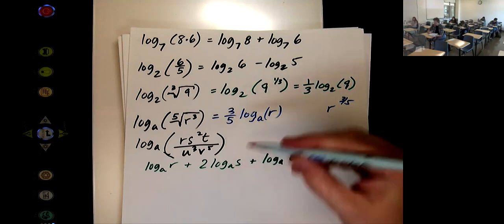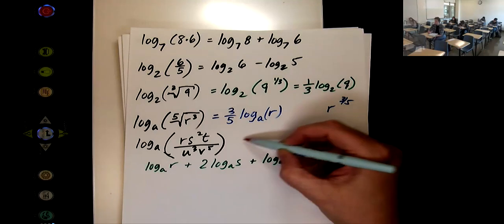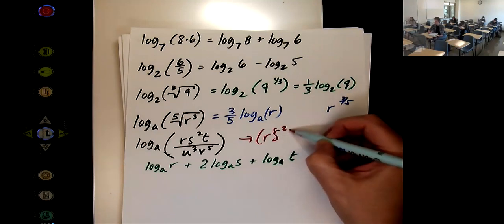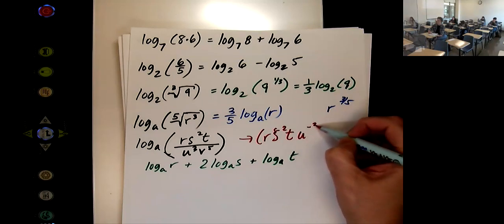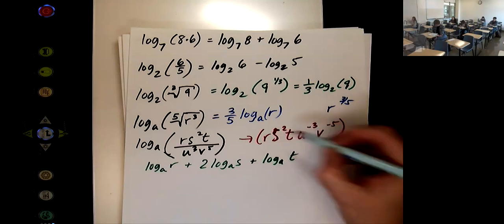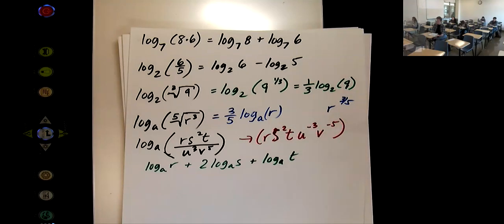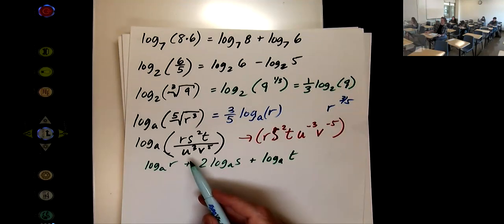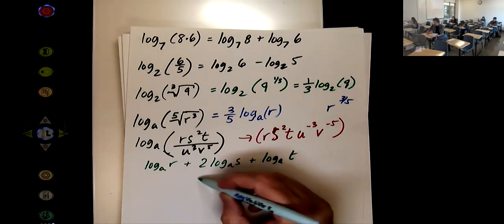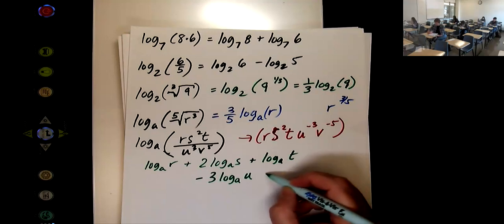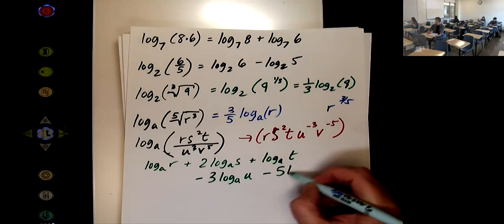Interesting way to approach this: you could also look at this as r s squared t u to the -3, b to the -5, and just do the multiplication rule with the power rule the whole way. Or you can recognize that we are dividing it, so this is subtraction, and the 3 can be moved down in front. Same thing with the v, but the 5 can be moved down in front.